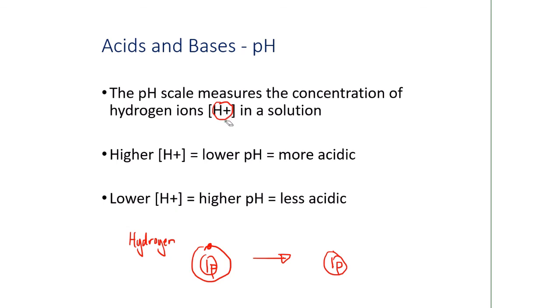So sometimes you hear people say there's a high concentration of protons. They are basically referring to H plus. So if a solution has a high concentration of H plus, then it's going to have a lower pH, which means it is going to be more acidic. On the other hand, if it has a lower concentration of H plus, then it will have a higher pH, and that is going to be less acidic, or we say more basic.